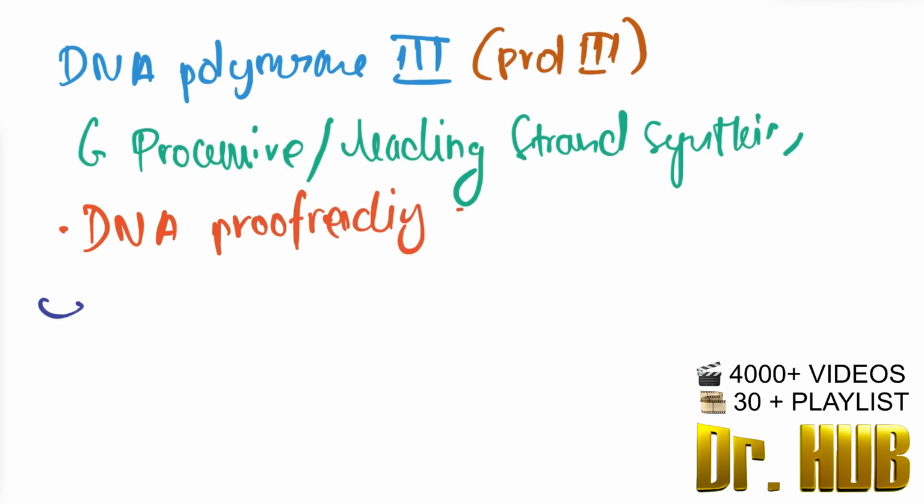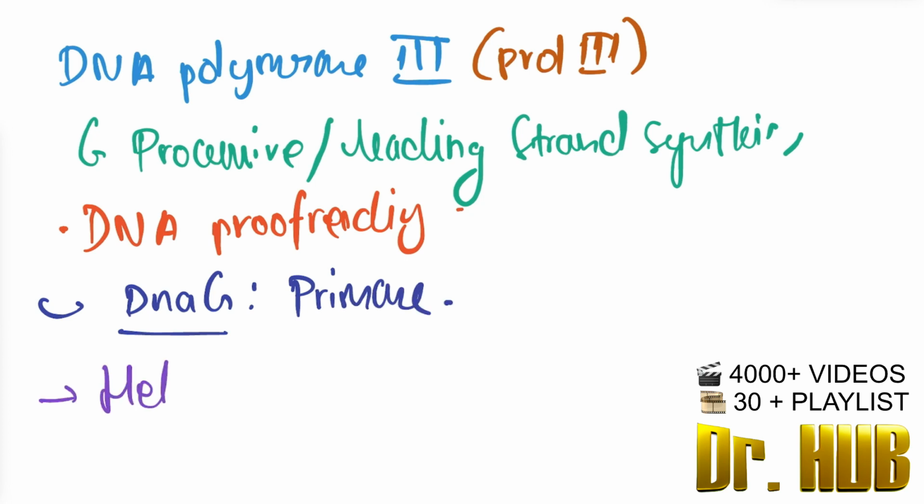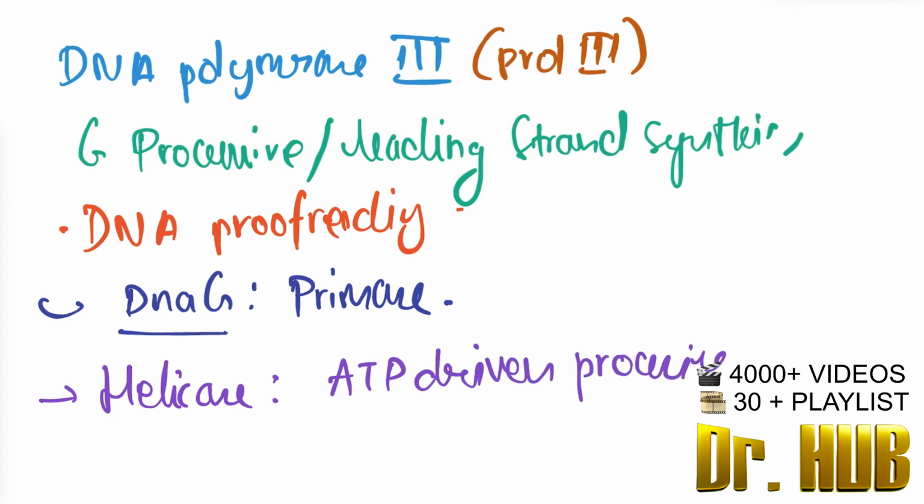Next what we have is DnaG, and the function of DnaG is the primase. Next is the helicase. The function of the helicase is ATP-driven processive unwinding of the DNA.